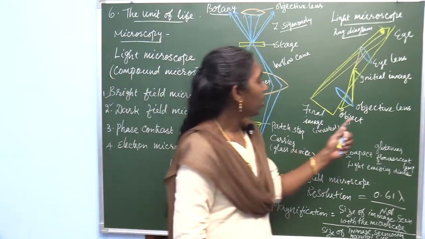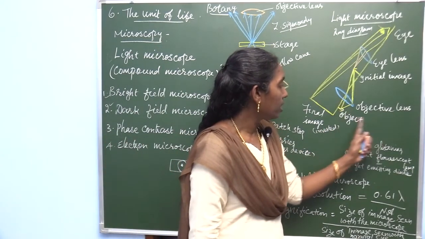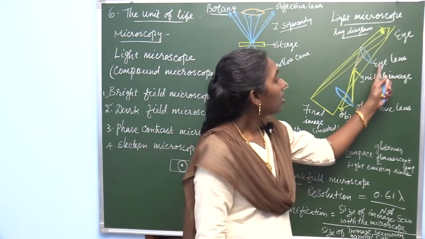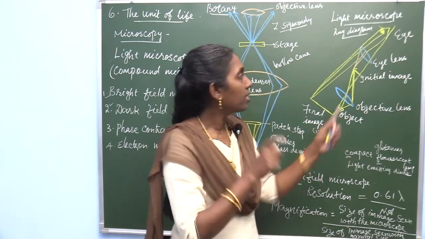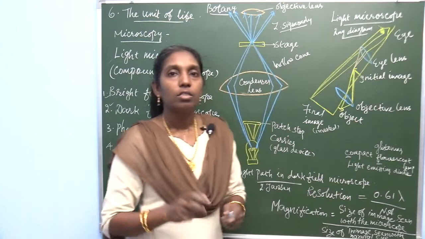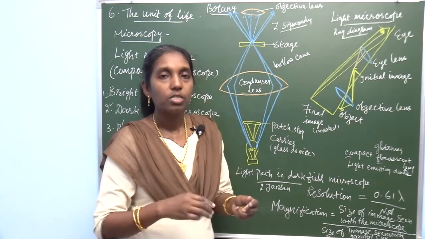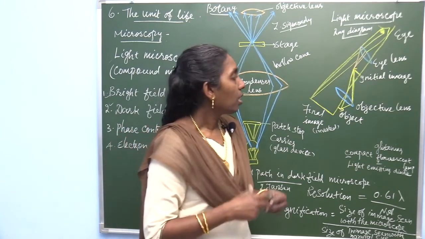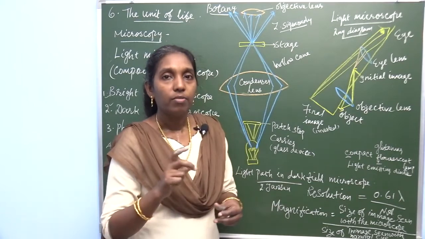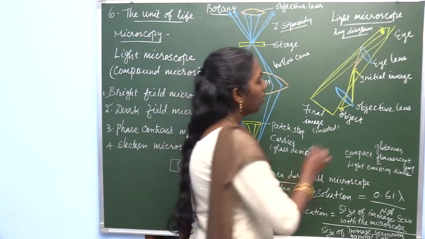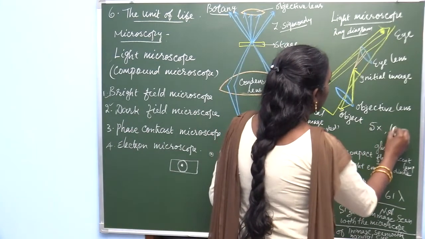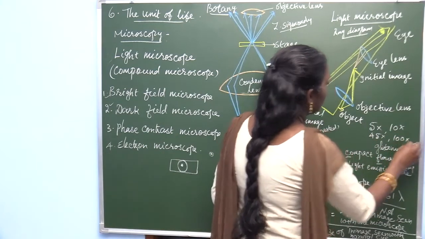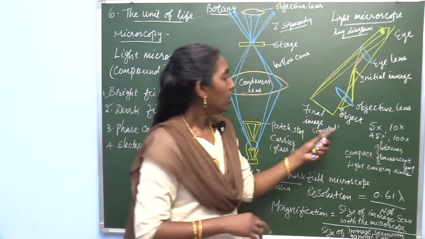There are a number of lenses. One is the objective lens. This lens is the objective lens. Below the object there is a lens called the condenser lens, and near the eye there is a lens, that is the eye lens. All these different lenses magnify the images. The objective lens has 4 different types: 5x, 10x, 45x and 100x.